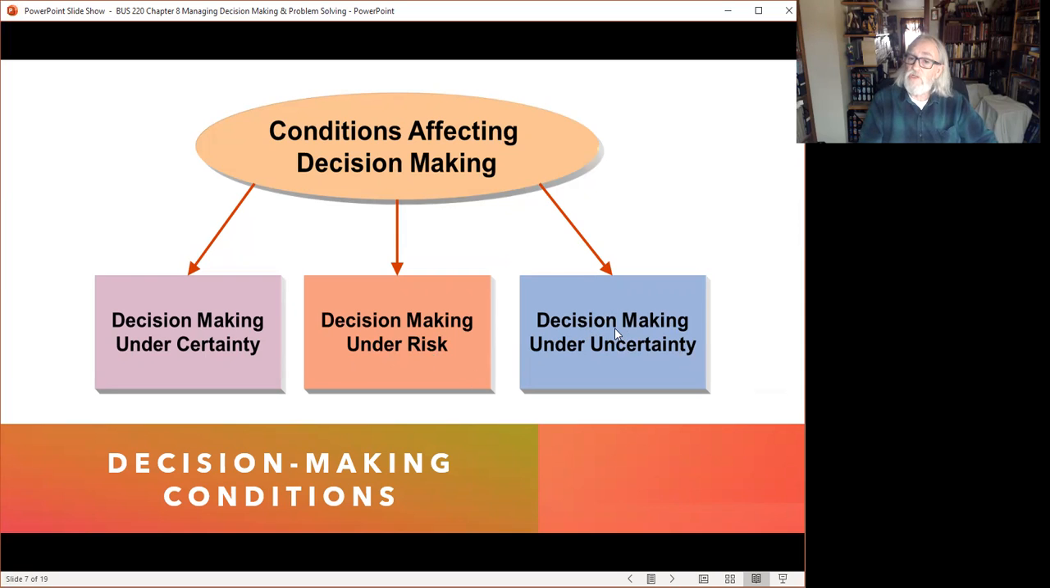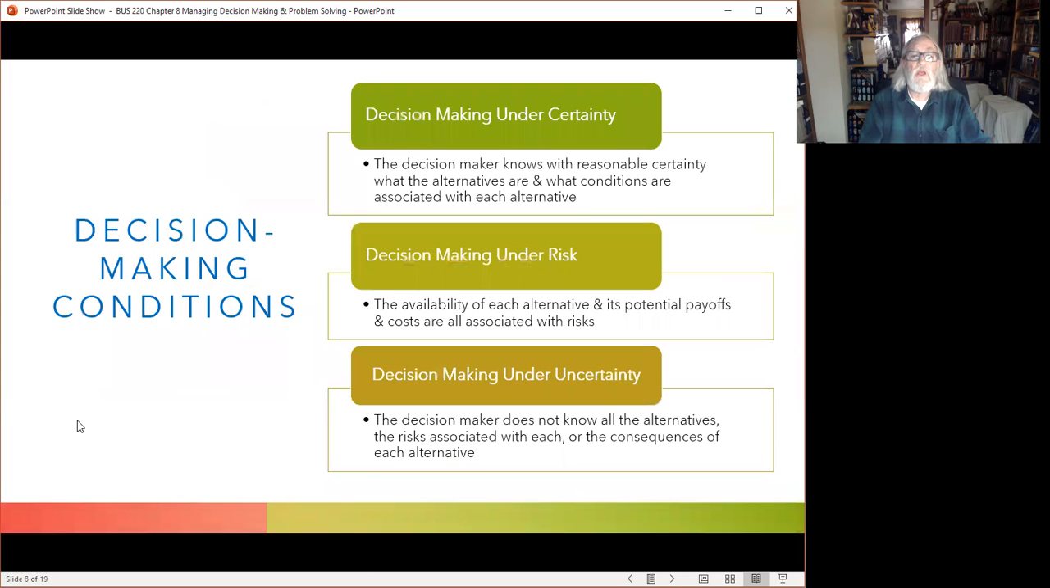These are the two areas where most decisions in business happen by far. And it is rare to come over to here, where you make a decision where you know all the facts, all the alternatives, the risks about everything. There's simply too many unknowns in business. So we make decisions under certainty: you know what the alternatives are, and all the conditions associated with each alternative. That's not necessarily reality. Decision making under risk, you can generate the list of alternatives to choose from, and you generally know the potential payoffs and the costs associated with all the risks, generally.